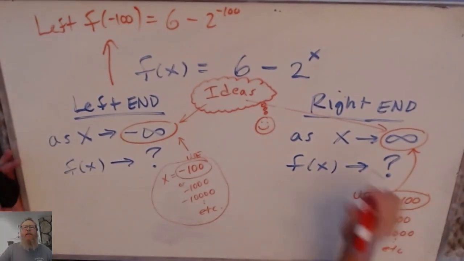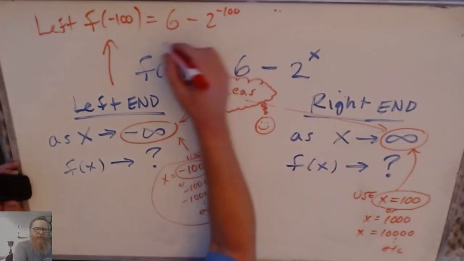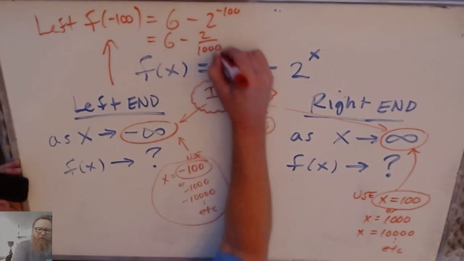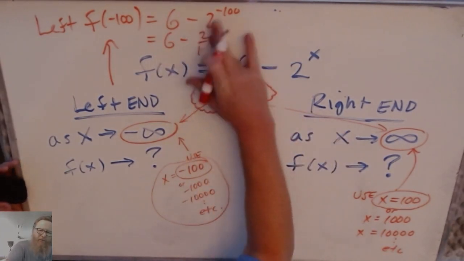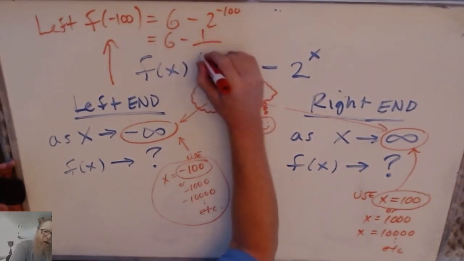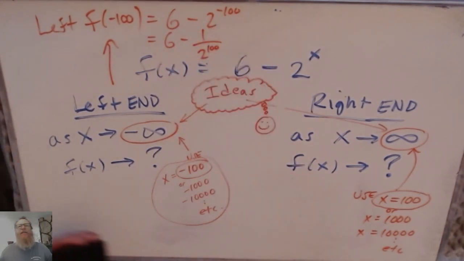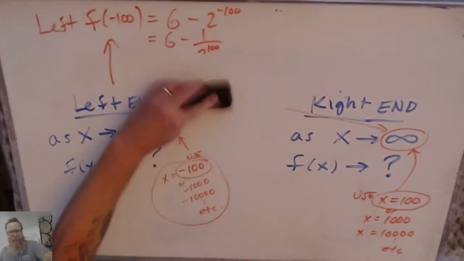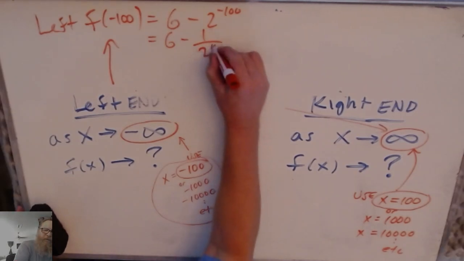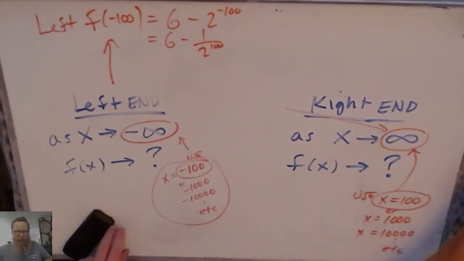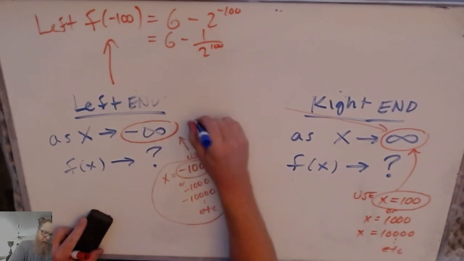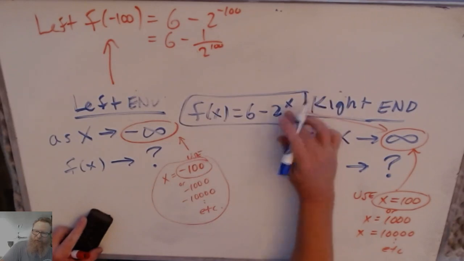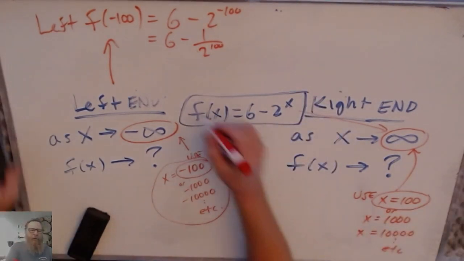So you have 6 minus 2 to the negative 100, which is 6 minus 1 over 2 to the 100. I said that wrong. Got all twisted up. Okay, maybe I'll remind you what f of x is. I just ran out of space here. f of x is 6 minus 2 to the x. That's what we're using. All right.